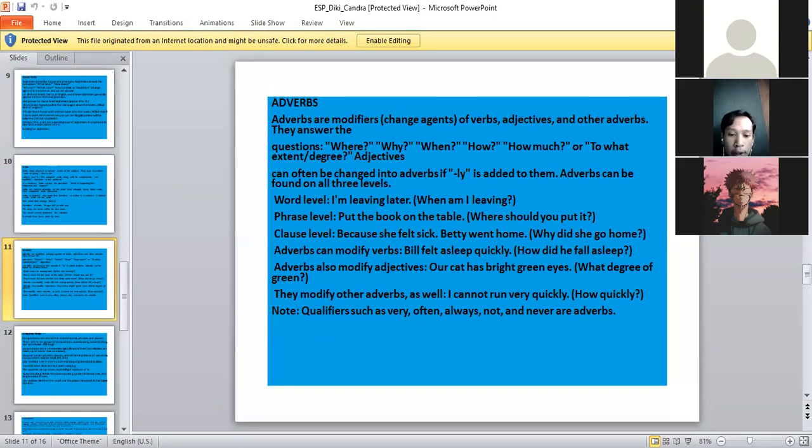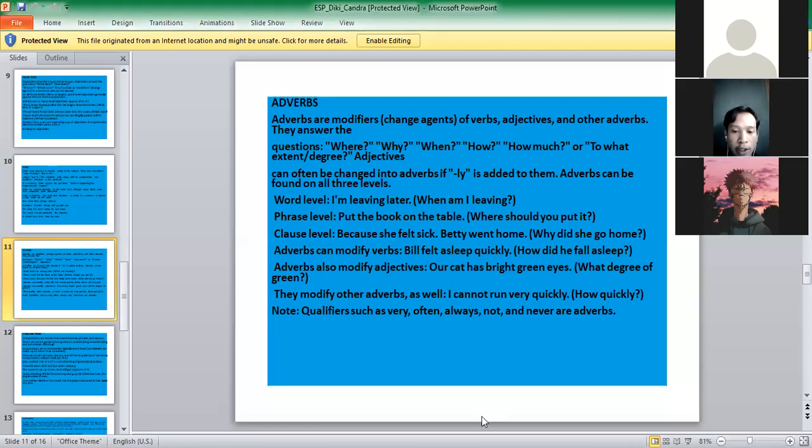Put the book on the table. Where should you put it? Clause level: Because she fell sick, Betty went home. Why did she go home? Adverbs can modify verbs: Bill fell asleep quickly. How did he fall asleep? Adverbs also modify adjectives: our cat's bright green eyes. What degree of green? They modify other adverbs as well: I cannot very quickly.